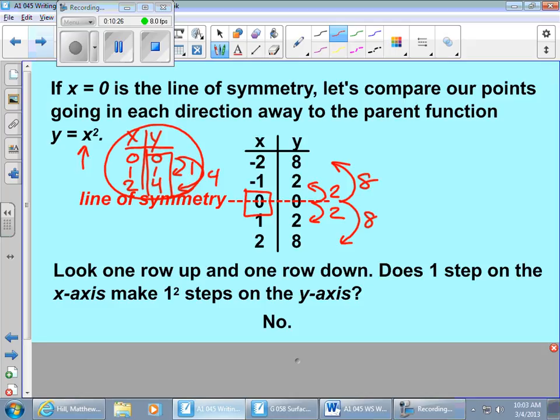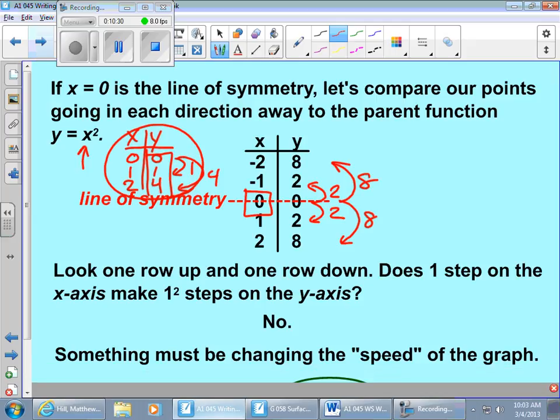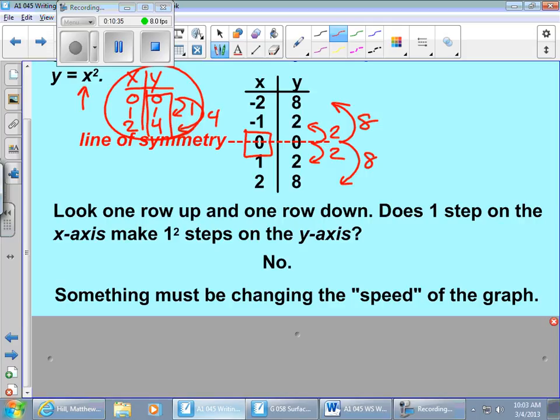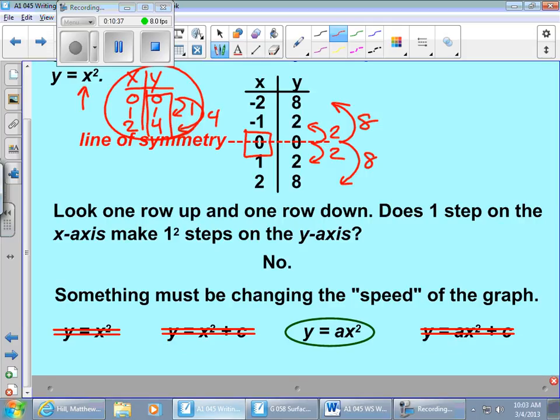Okay, so this graph is in a bigger hurry than the parent function, which means something has changed the speed of the graph. So when it comes back down to our equations, picking out which one it was going to be, well, we'd already crossed off the second one and the fourth one because we knew we weren't going to have a vertical shift. But we can now also cross off the parent function because we know that it's not stepping by the right amounts. It must have a coefficient in front of that x squared.